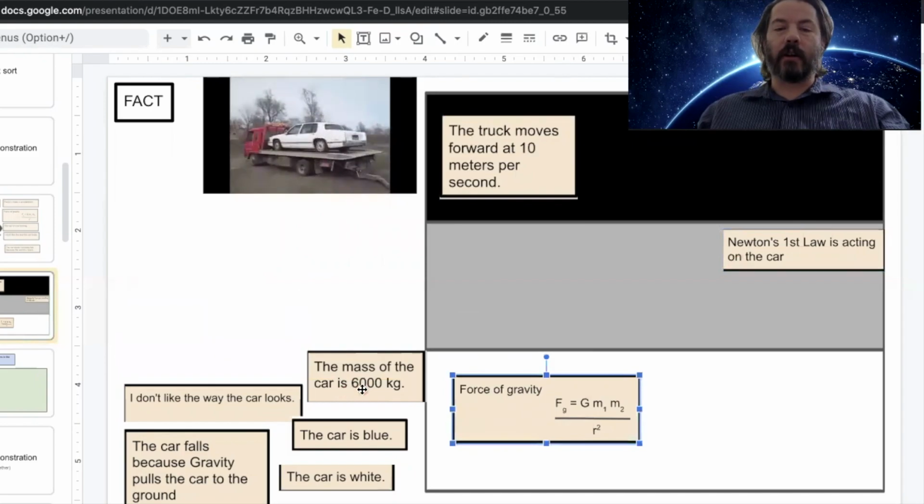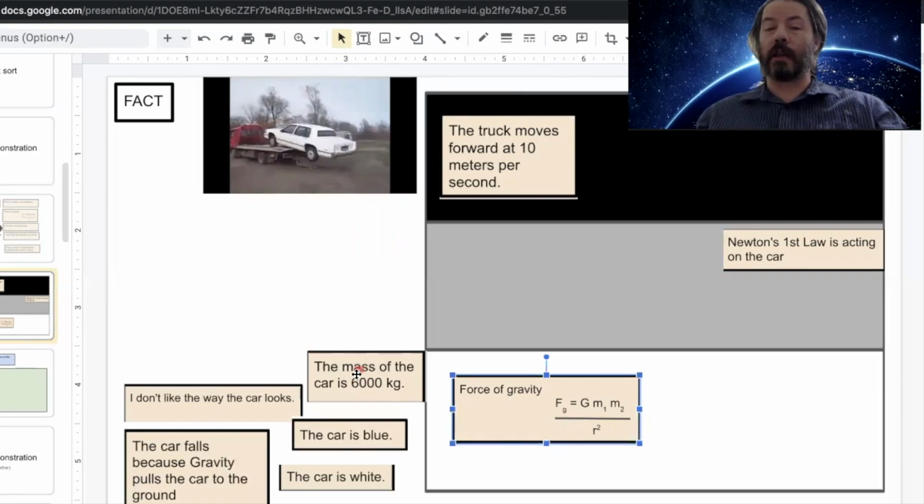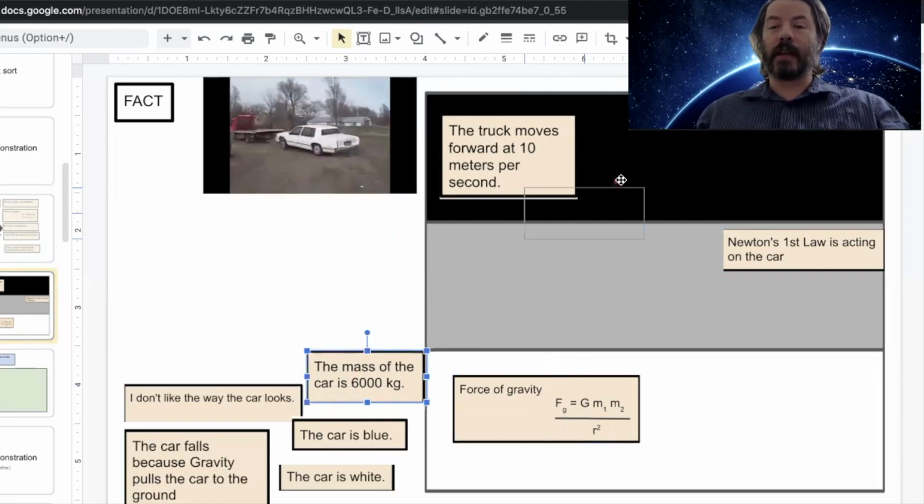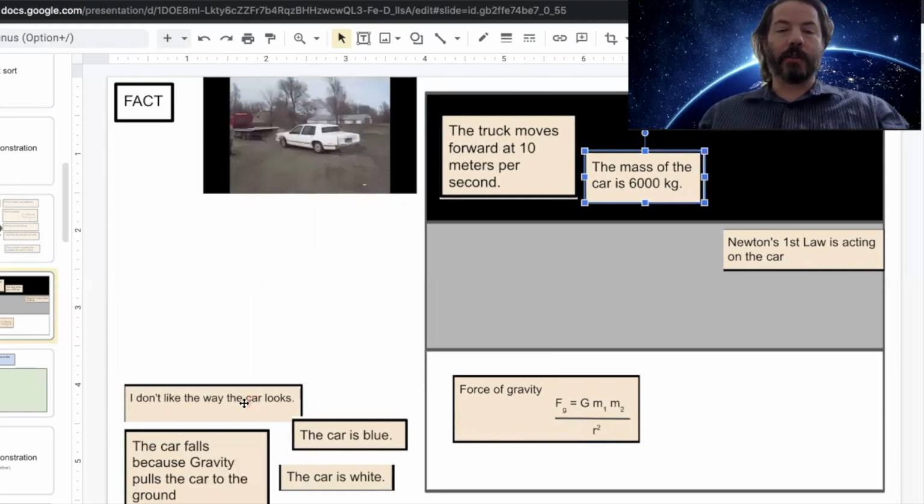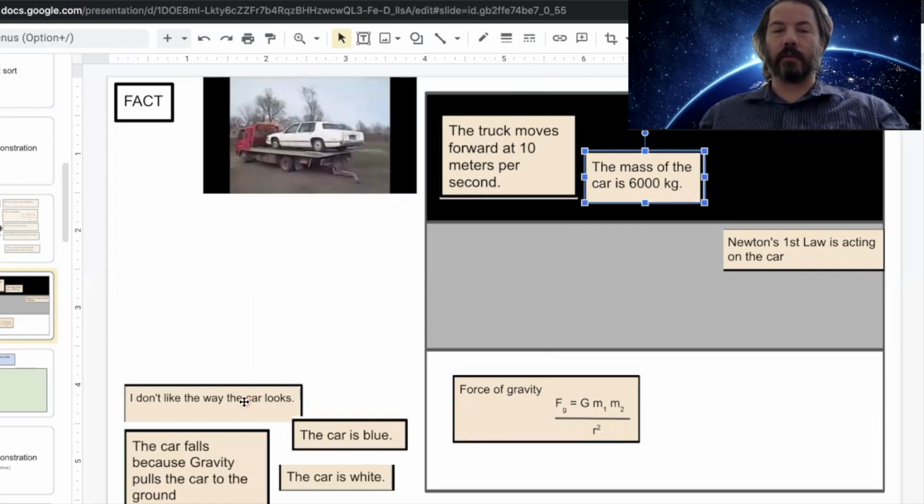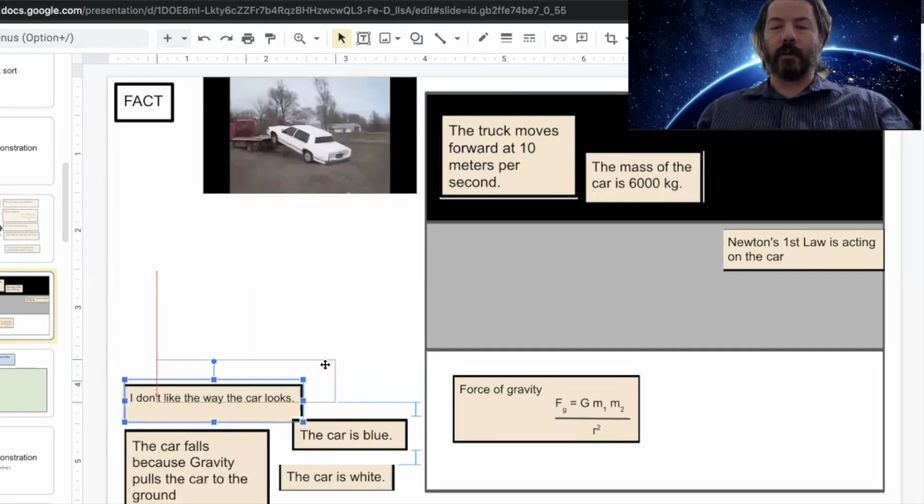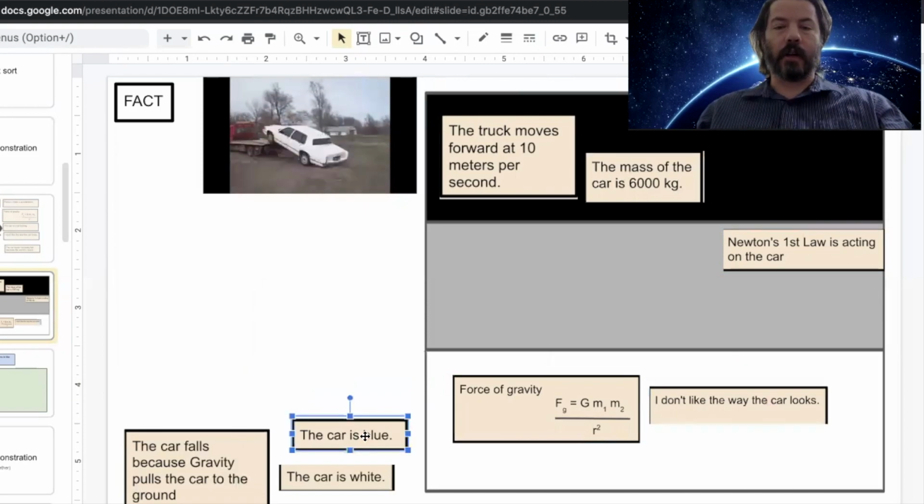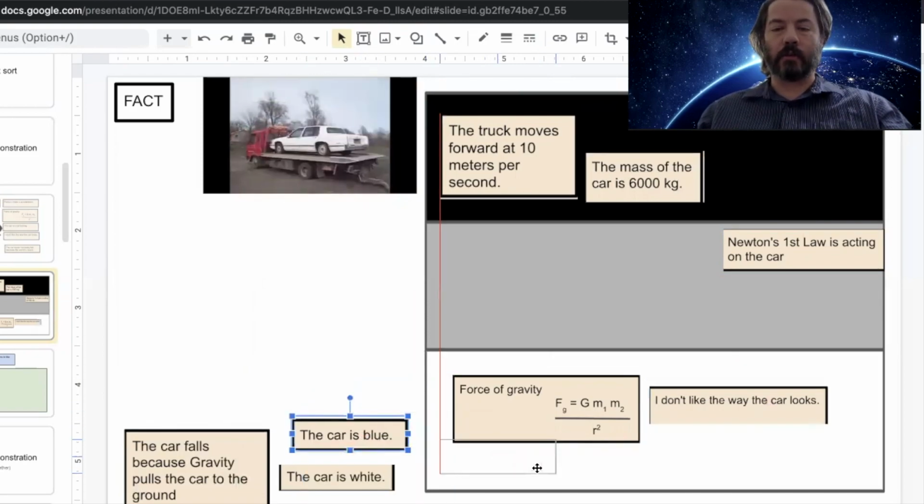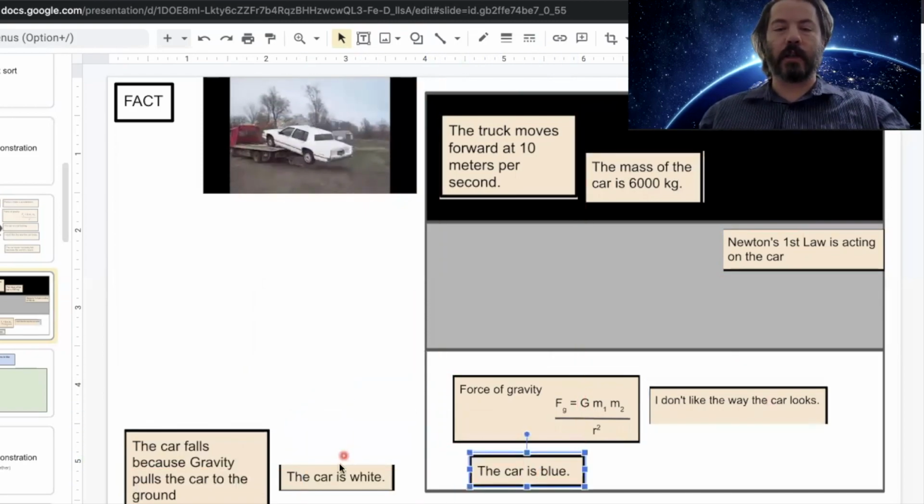The mass of the car is 6,000 kilograms. So that, I could measure that. Somebody else could measure that and see if that's true. That sounds like a fact. So I'm going to put that up there. I don't like the way the car looks. That sounds like an opinion. So that is definitely not a fact. The car is blue. The car is not blue. Or at least I don't think it's blue. So I'm going to put it down there.